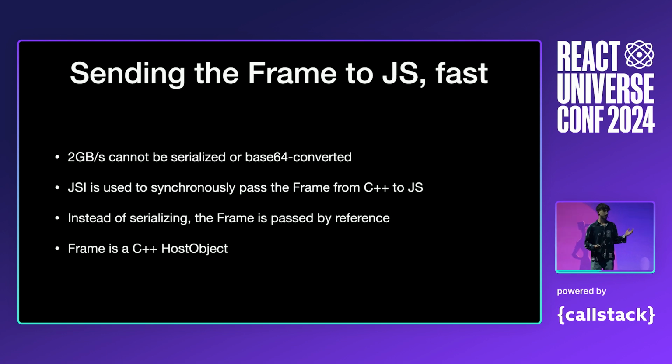So VisionCamera had to, so I had to send the frame from native to JavaScript, fast. We can't just serialize it or convert it to a base 64 buffer. We needed a way to expose the C++ object directly by reference without doing a copy. So I know Svetan is sitting somewhere in the crowd, so please, now is the moment where you close your ears. The frame is a C++ host object. It is not yet a native state. With Nitro modules, this is going to change. This will be a native state then. But for now, it is a host object, which is still very fast.